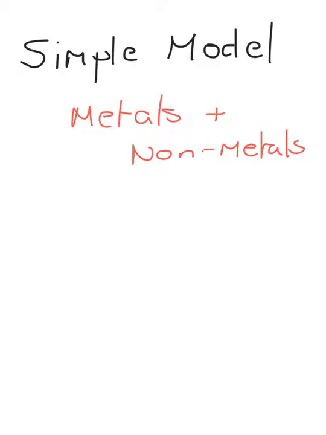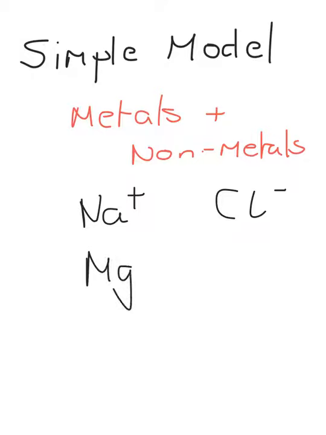So, for example, when sodium reacts, it forms the Na+ ion. When chlorine reacts, it forms the Cl- ion. Now, all metals form positive ions and all non-metals form negative ions. For example, Mg, magnesium, forms Mg2+, and oxygen forms O2- ions. So let's try and work out some formulae using this.